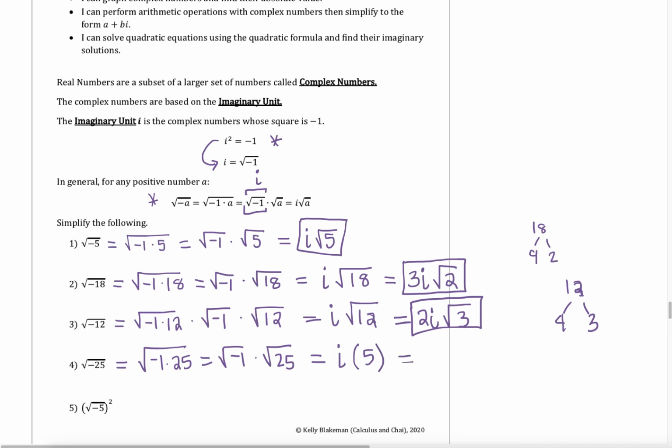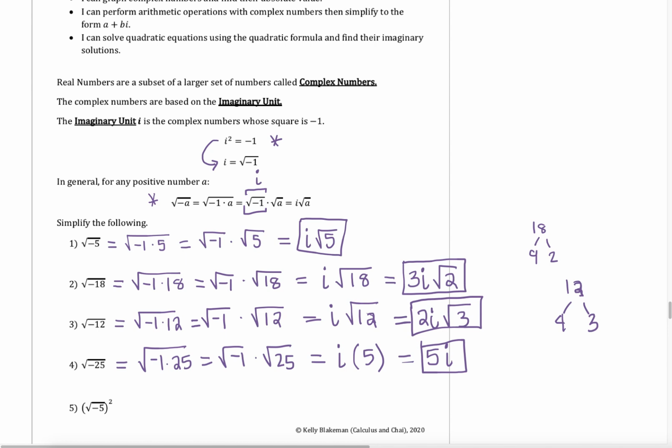And now generally we usually write the real component first, so that 5 and then the imaginary component, just like I did with the 3i and the 2i up above. So our final answer here would be 5i then. Do want to point out I forgot an equal sign up above in example 3, so make sure we add that back into your notes.